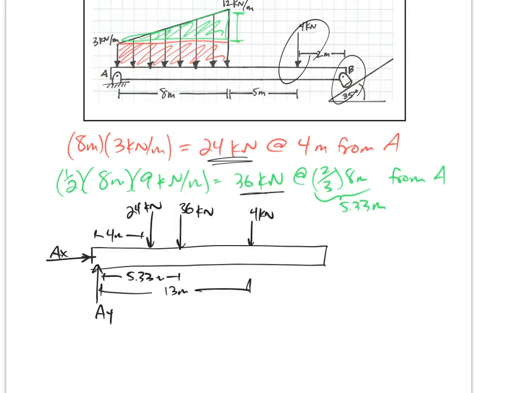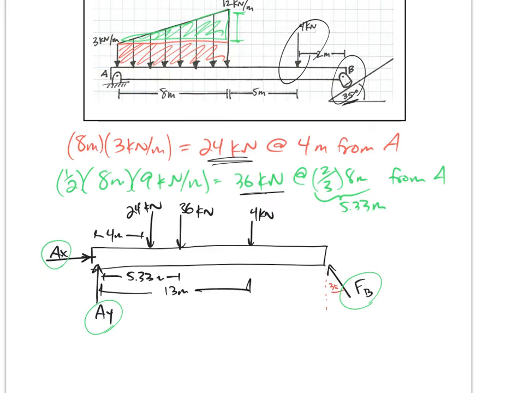So a rocker at B has one force, and it's perpendicular to the incline. So I have a force at B. I'm going to call it FB. It's perpendicular to the incline. The incline is 35 degrees from horizontal, so this force is going to be 35 degrees from vertical. Let me redo that. 35 degrees from vertical. All right, and I don't know AX, AY, or FB. And that's fine. I can solve for three unknowns.